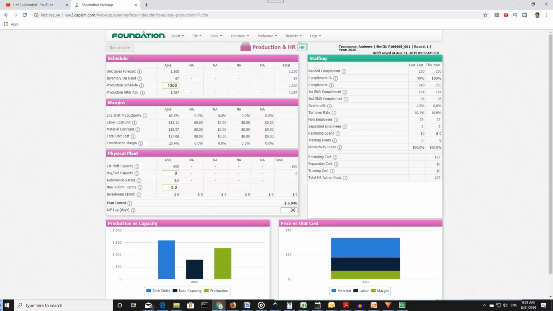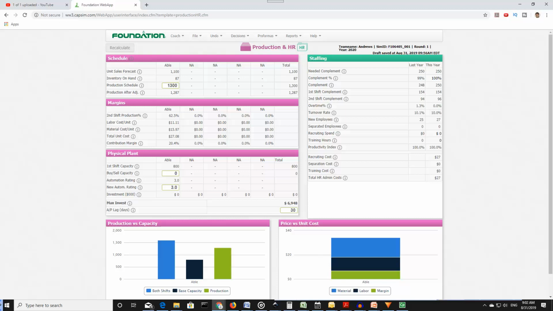Beneath the production schedule is a graph of production versus capacity for each product. This is essentially a visual representation of capacity and second shift utilization. To the right is a graph of how product price is broken down by costs. The blue component is the material cost per unit, the black component is labor cost per unit, and the green is the margin earned on each unit sold. This will help you to visually understand your profitability as you manage both material and labor costs per unit.